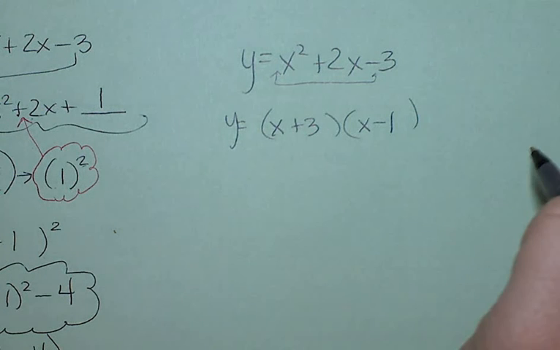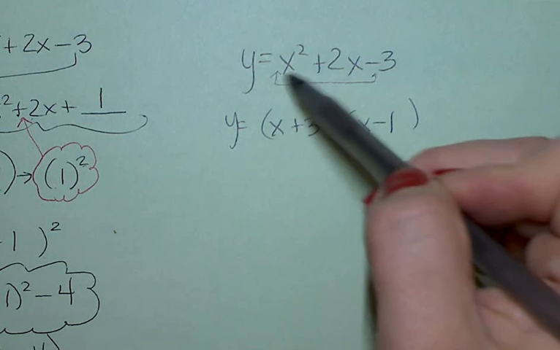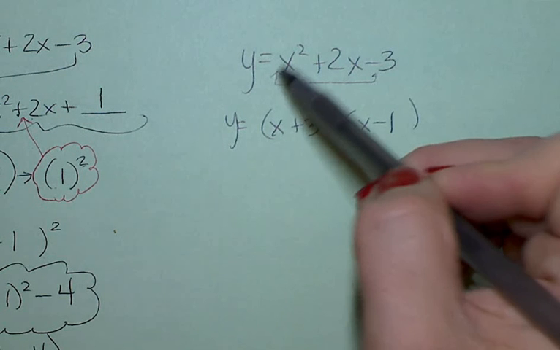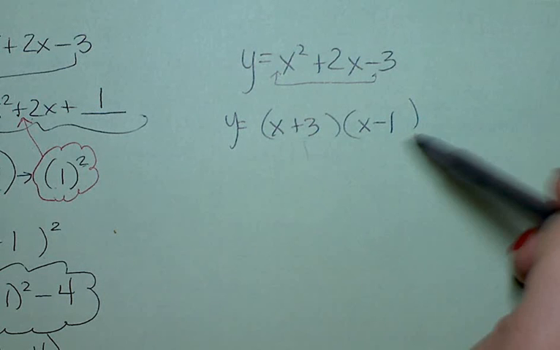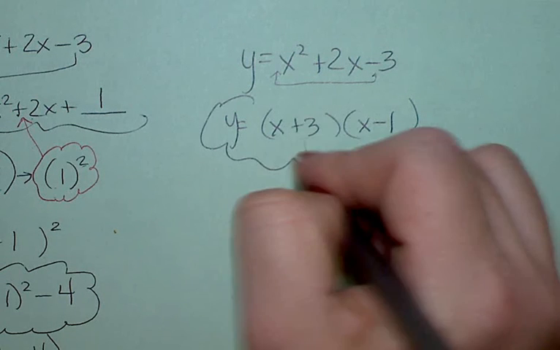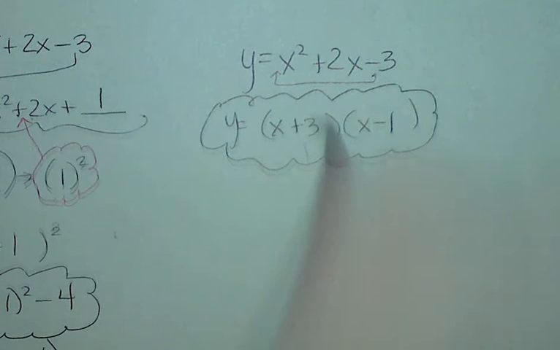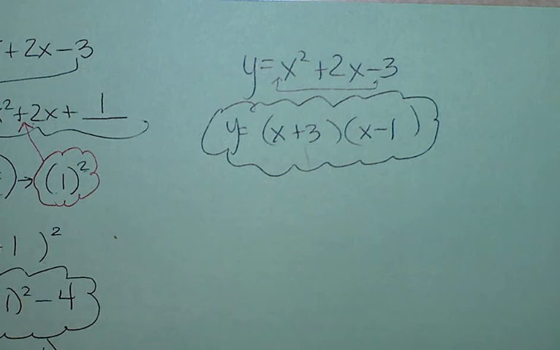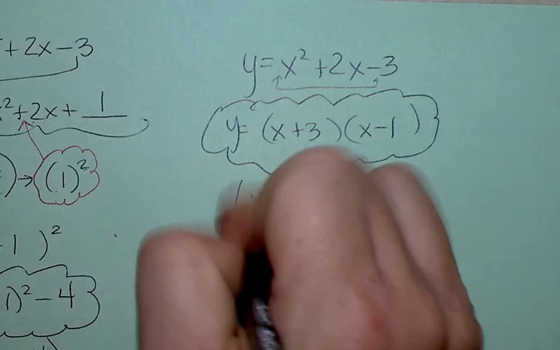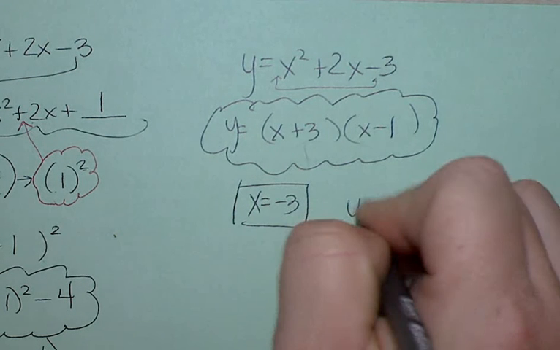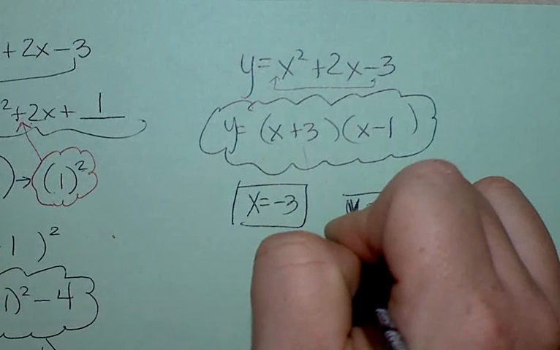When do you have to do bottoms up? When the number in front is different than 1, you have to do bottoms up. Right now, this is in factored form, also known as intercept form. So if somebody asked you to identify the x-intercepts, it would be x equals -3 and x equals +1.